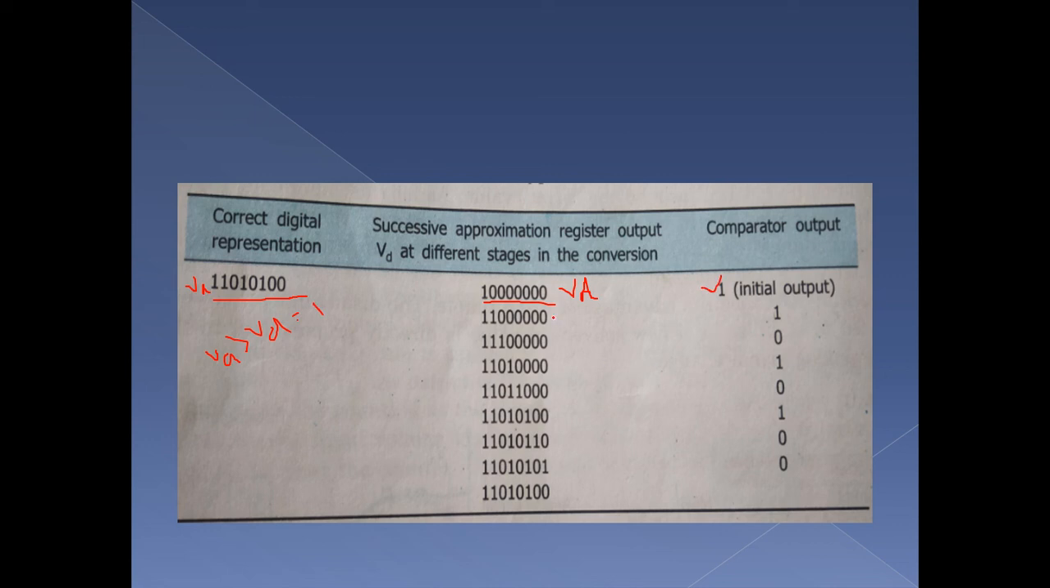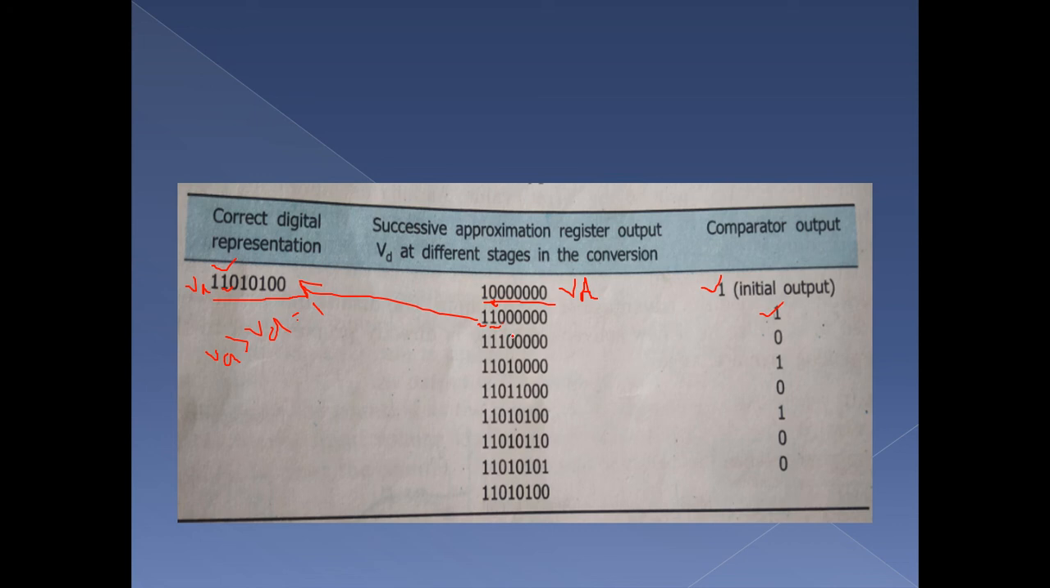Next, we need to change the second bit. The second bit is 0, and it is converted to 1, and then compared with our input. Comparing bit by bit, the bits match until the next bit, which is 0 in VD but 1 in VA. So VA is greater, VD is lesser, and the comparator output will be 1.